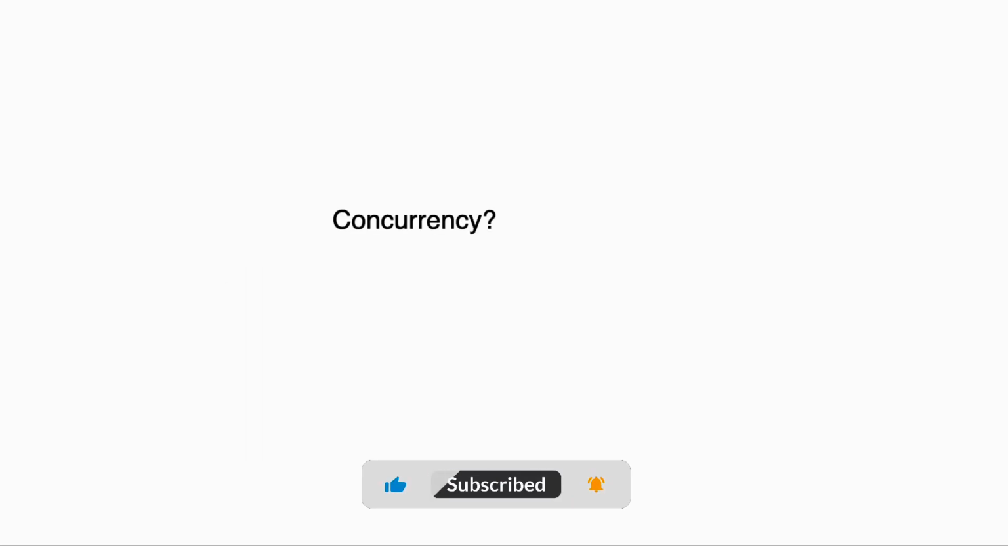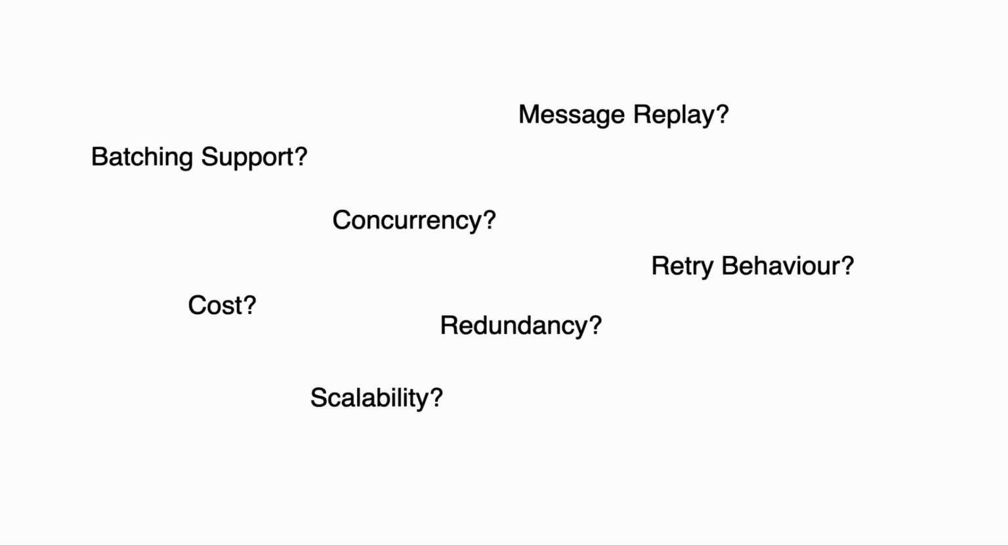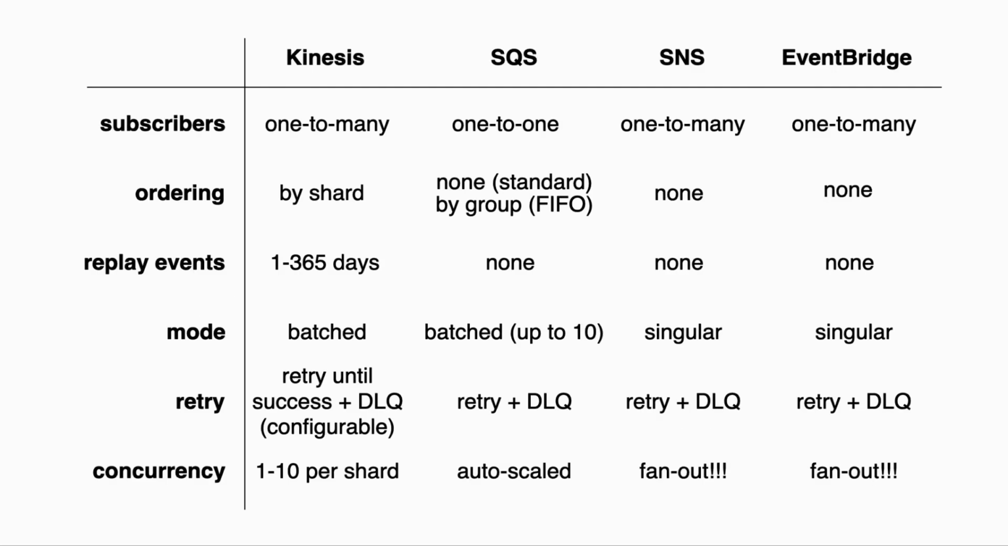But concurrency control is just one aspect of choosing between these messaging services in AWS. There are a lot more factors to consider, such as cost and whether it supports replaying old messages, and what the error and retry behavior is like, or whether or not messages are processed in the same order as they are received. And so here's a table of the important considerations when it comes to choosing the right messaging service to use in your serverless application.